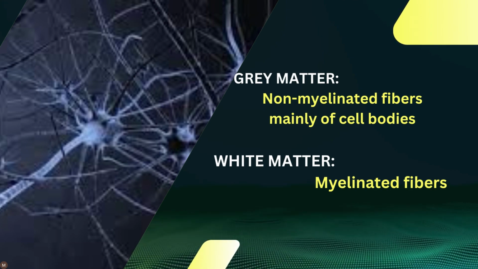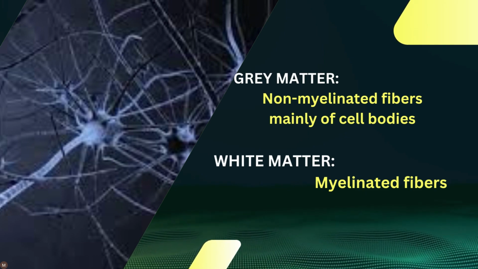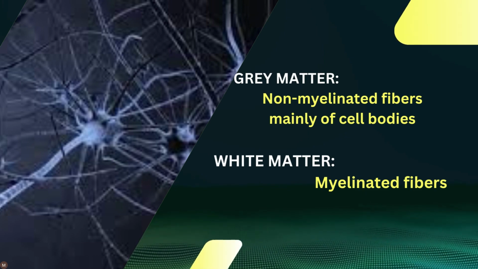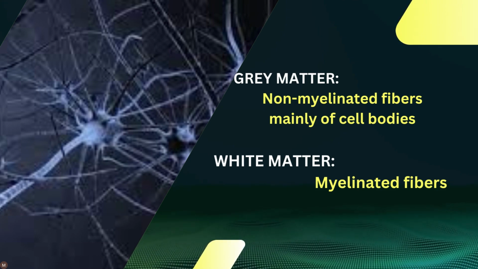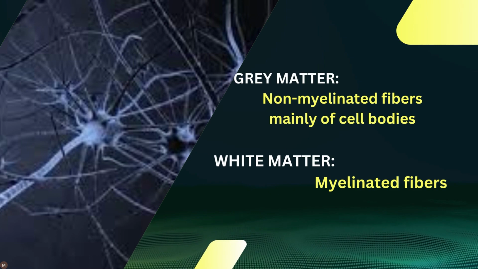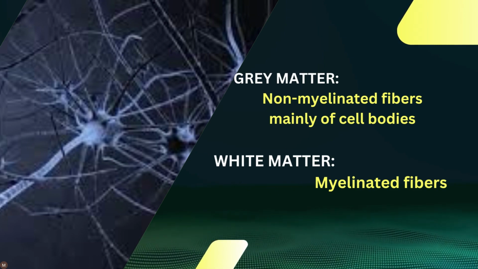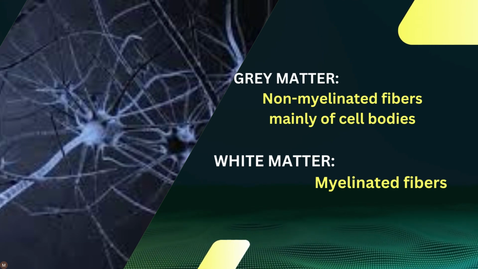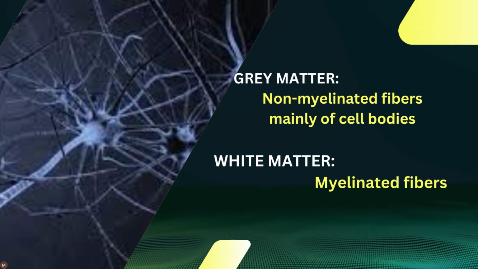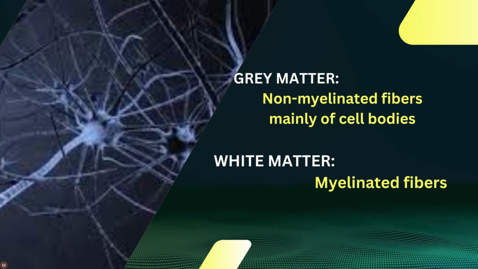Gray matter is non-myelinated fiber, however, the white matter is myelinated fiber. What is non-myelinated and myelinated? Non-myelinated means there is no fat sheet or layer over the neuron. However, the white matter is composed of myelinated fibers, meaning there is a sheet of fat composing the white matter.